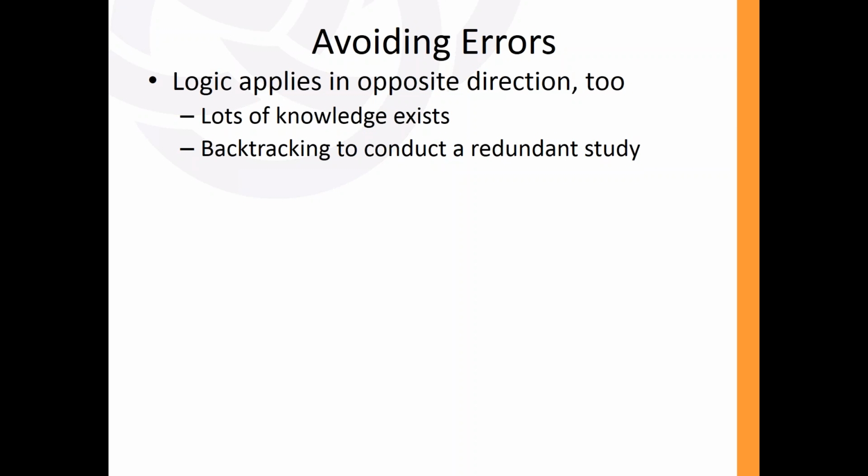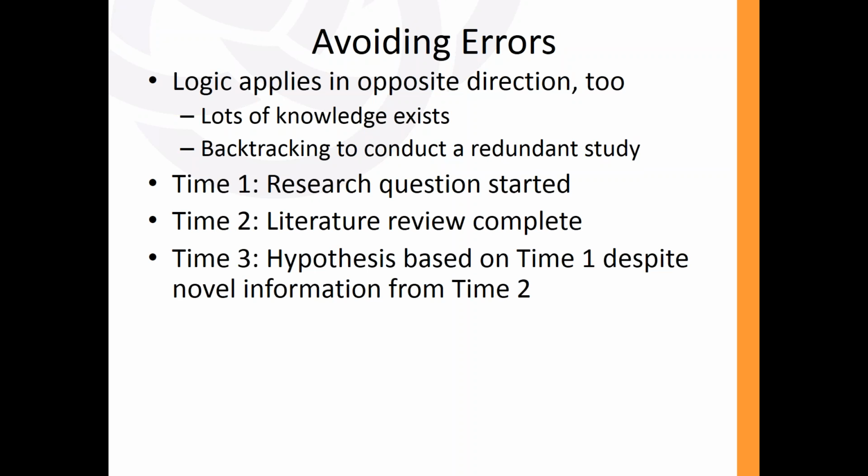The kind of process that somebody might go through, for example, is at time one, they start a research question. Then they do a lit review. They complete, and I use that term loosely, they complete the lit review, and then later they put together a hypothesis based on that research question from time one, despite all of that novel information from time two.